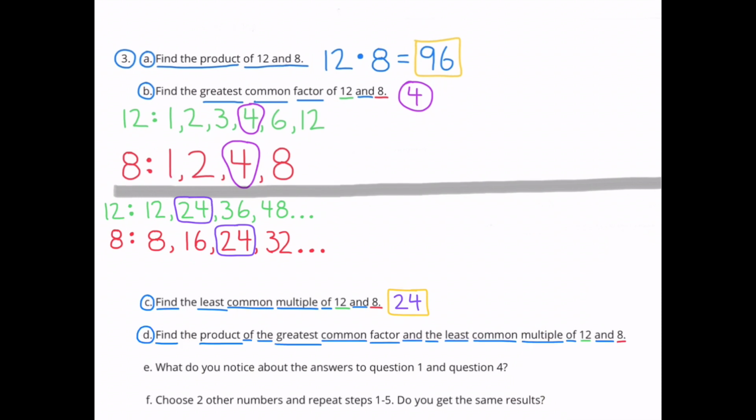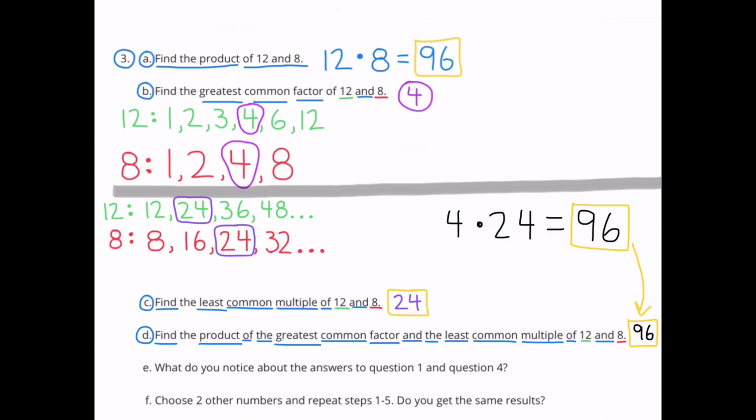D. Find the product of the greatest common factor and the least common multiple of 12 and 8. Remember, finding the product means multiply. So we're going to multiply the greatest common factor, which was 4, and the least common multiple, which was 24. So 4 times 24 is 96.